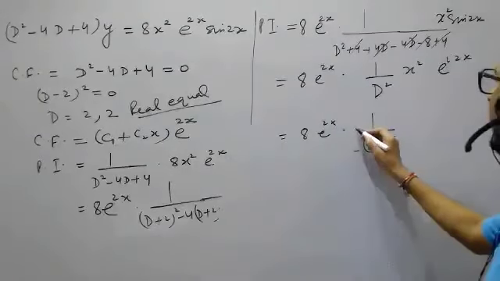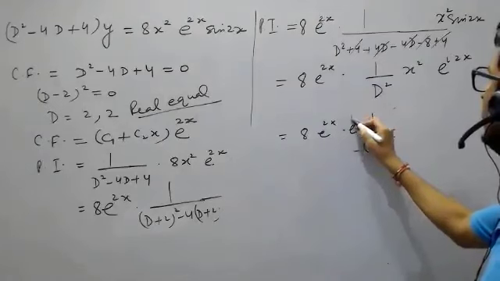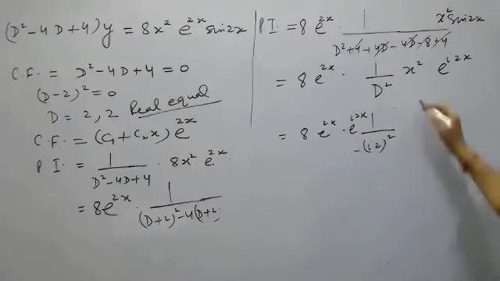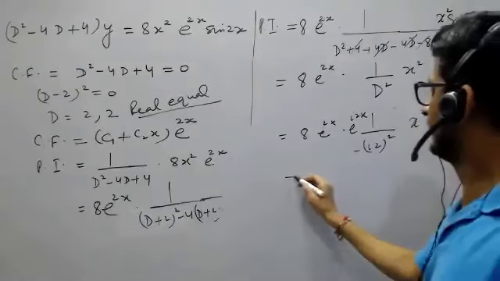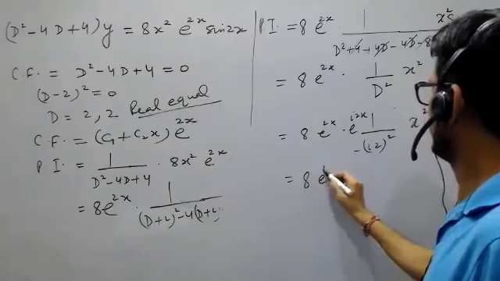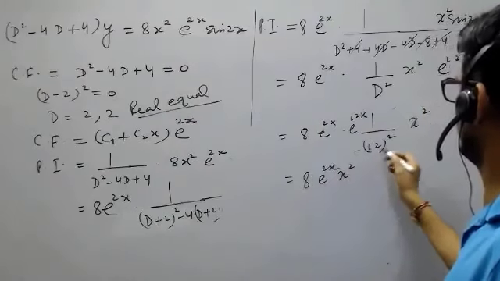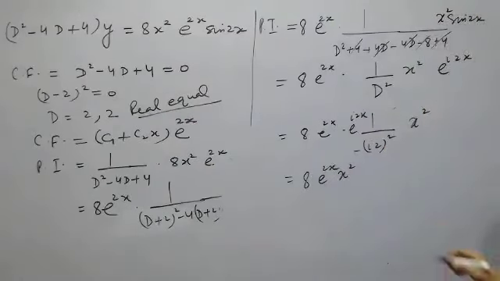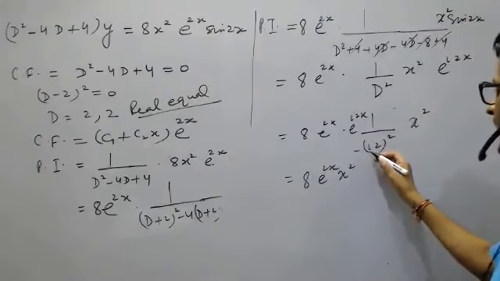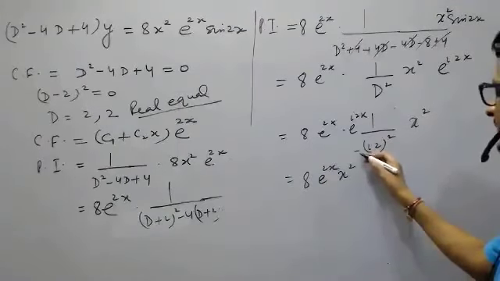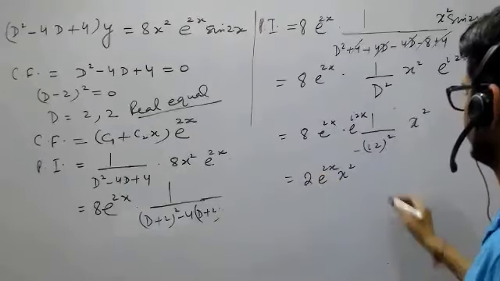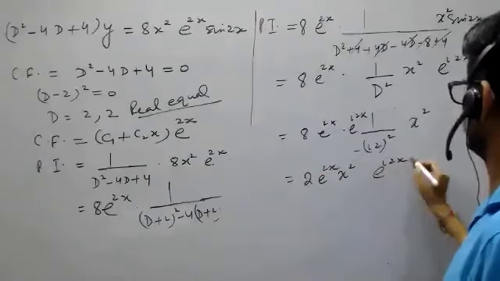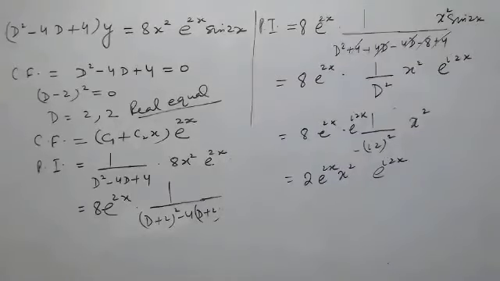And this side what I will get? E to the power i 2x and x square. And then please check, it will become 8 e to the power 2x into x square, and what here? That is important. i square will become minus 1 and this will become 4. So it will become 2. Correct?